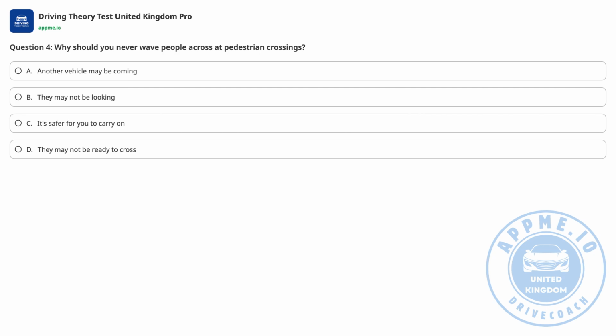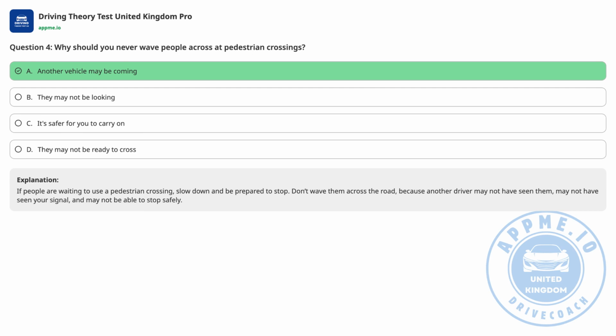Question 4. Why should you never wave people across at pedestrian crossings? A. Another vehicle may be coming. B. They may not be looking. C. It's safer for you to carry on. D. They may not be ready to cross. The correct answer is A.